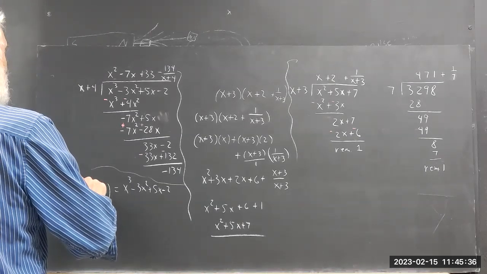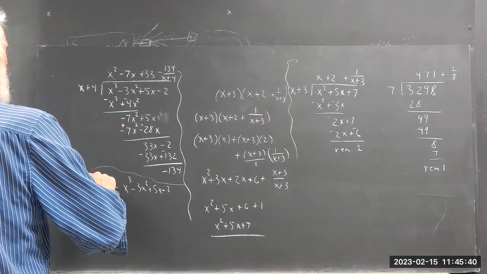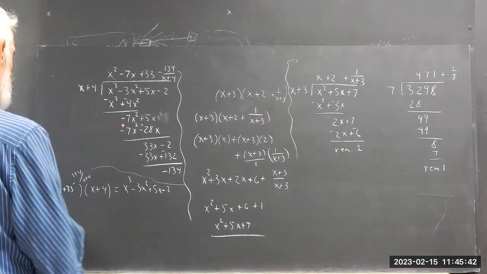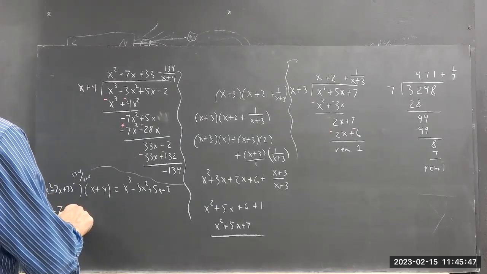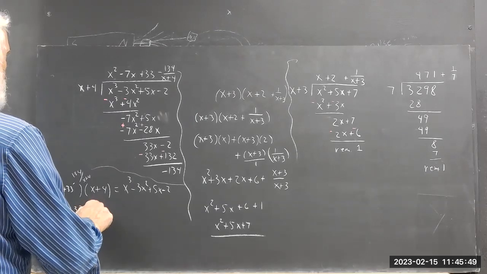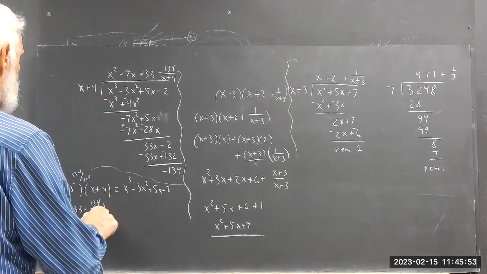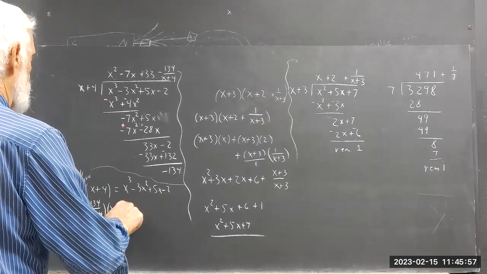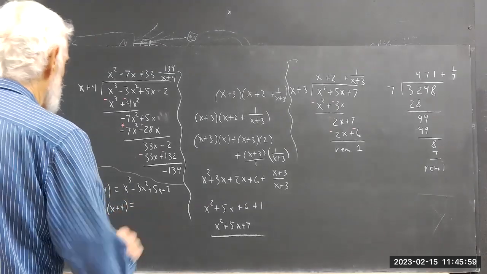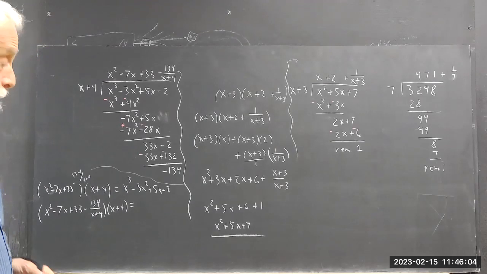Even though I tried, I didn't leave myself enough room. So minus 134 over x plus 4. Well, let's write it out right. x squared minus 7x plus 33 minus 134 over x plus 4, times x plus 4. Okay, I'm going to shortcut this a little bit. I'm not going to write out the details of the distributive law.